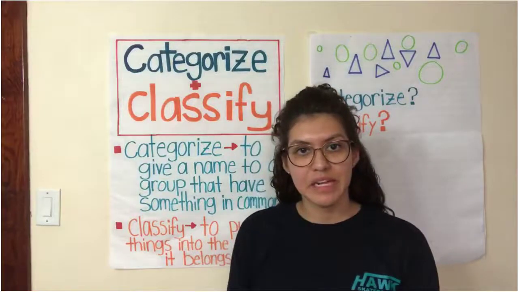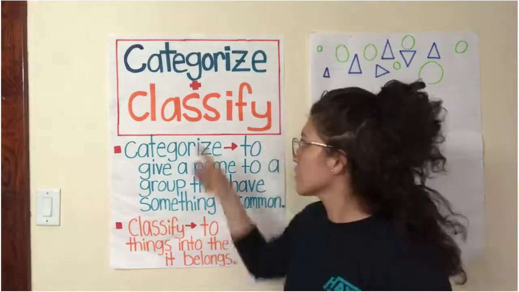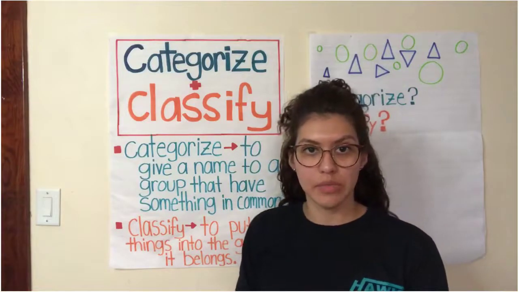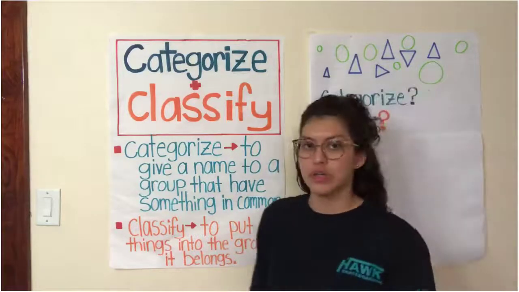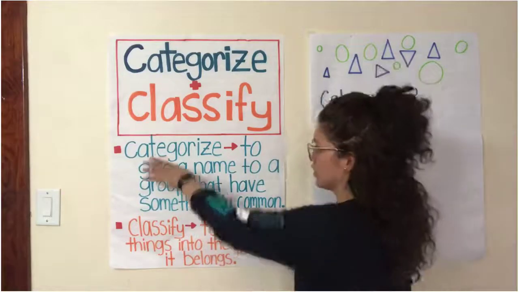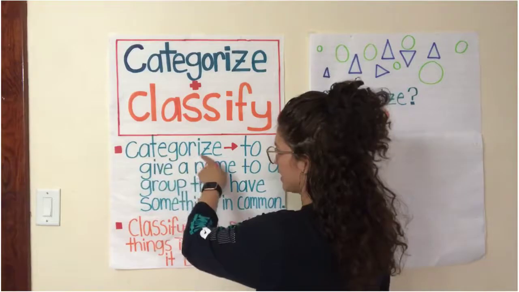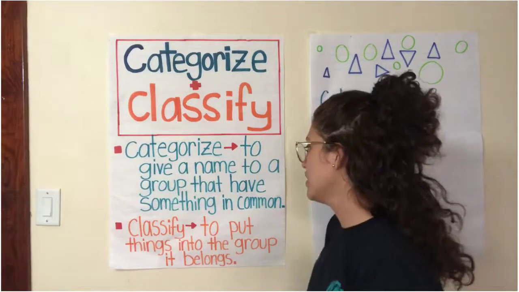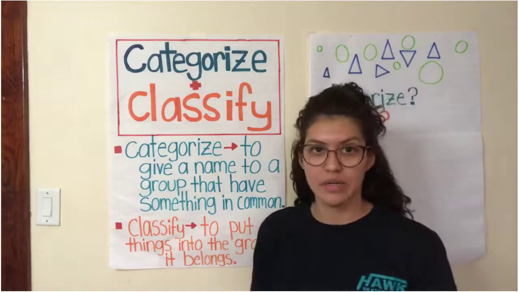All right, today we're going to be talking about categorize and classify. That's what we're going to be focusing on for this week, as well as the story of the week that we're going to be reading. So in order to get a better idea of what these words actually mean, we're going to look at the first word. The first word is categorize. So categorize means to give a name to a group that have something in common.